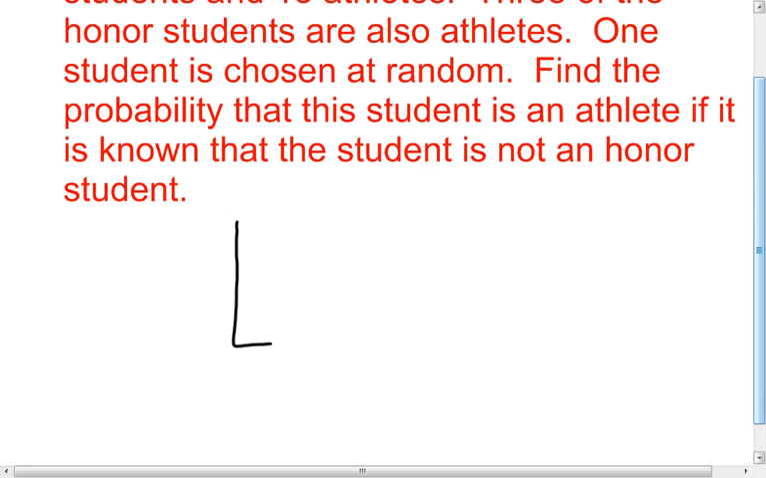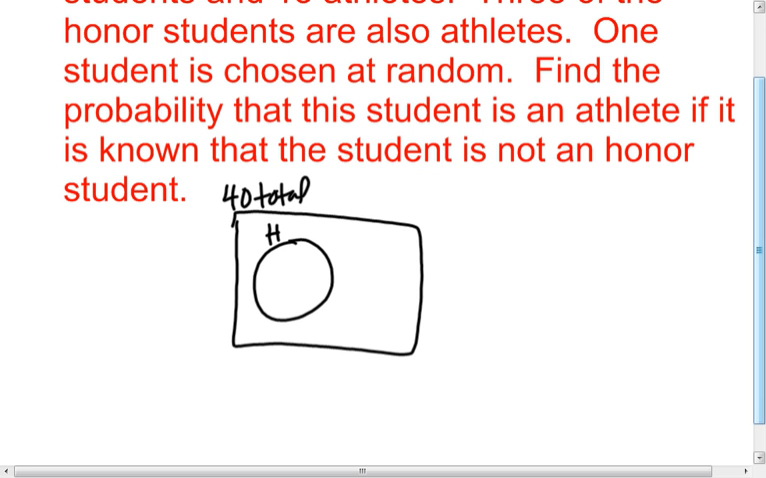But what I would suggest doing is drawing a handy-dandy little Venn diagram. I'm just going to put this number out here, that I have 40 students total that I'm dealing with. Some of those are honors students, which I'm going to call H, and some of those are athletes, which I'm going to call A. What I know is there are 11 honors students, so this circle right here has to add up to 11. And there are 13 athletes, so this circle right here has to add up to 13. And it says that 3 of the honor students are also athletes, so there's 3 that goes in the middle.